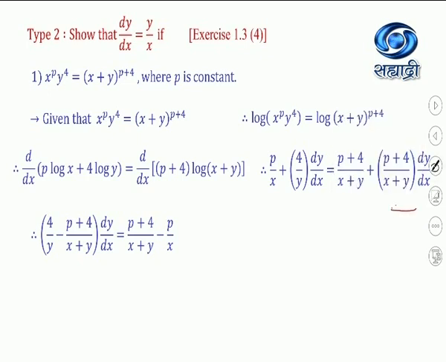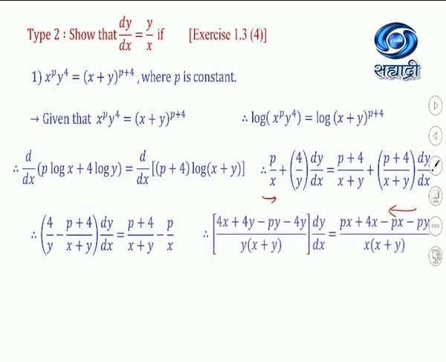And now we consider our next step as, see here, I will take this dy by dx on the left hand side and this p upon x on the right hand side. Now you will see here 4 upon y minus p plus 4 upon x plus y. This becomes minus now and we take dy by dx as common. Now on the right hand side we write p plus 4 upon x plus y as it is, and this p upon x, if you take it on the right hand side, it becomes minus. And so what is our next step?